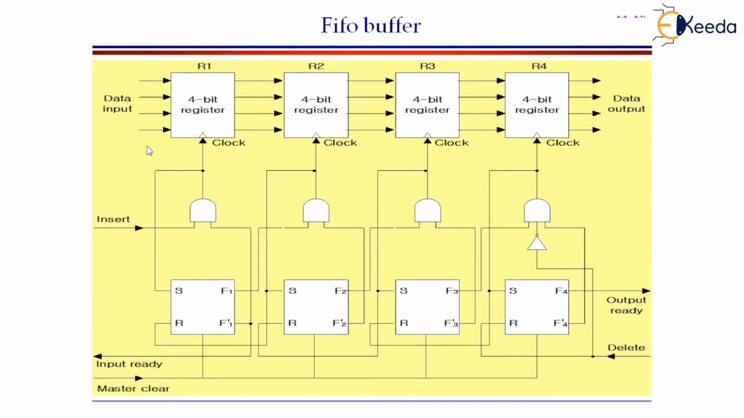If it is equal to 16 bits, of course, this register size will also be equal to 16 bits. And if you do want to construct a FIFO buffer with a size of 1024 words, by simply increasing the number of registers in the buffer, you will be able to do so. So this is the size of the buffer. Here, the size of the buffer is 4 and the size of each register is 4 bits.